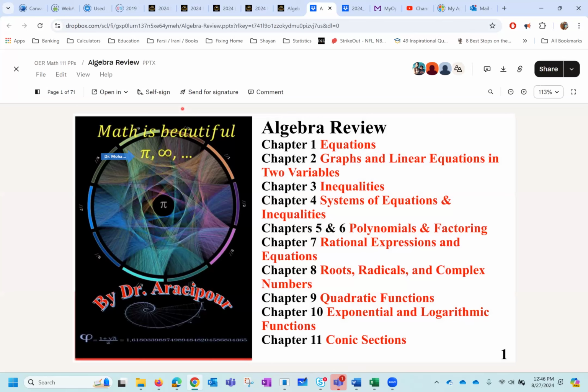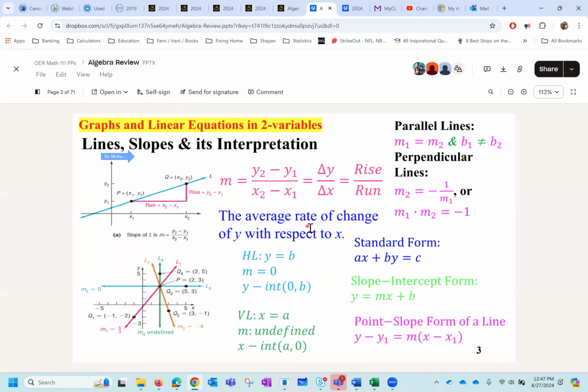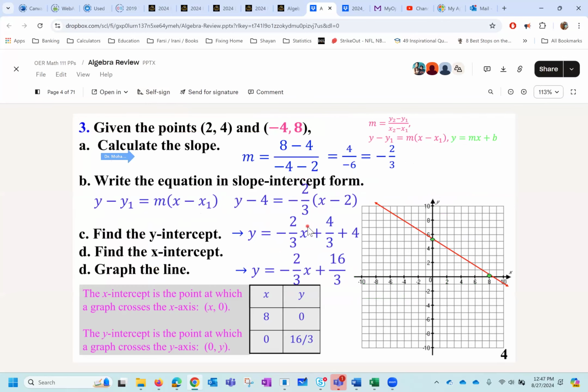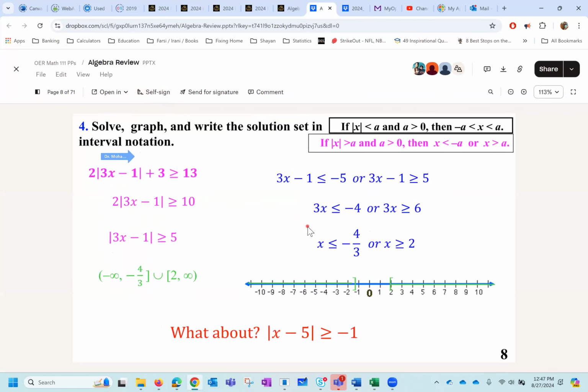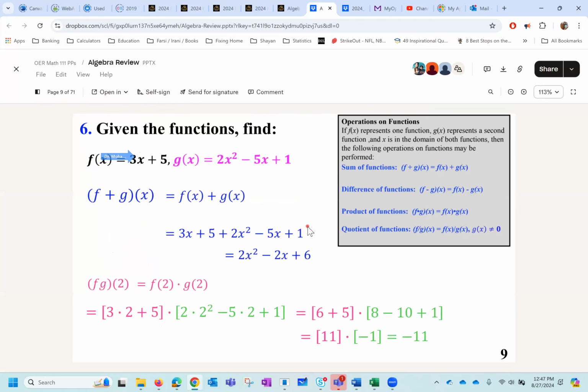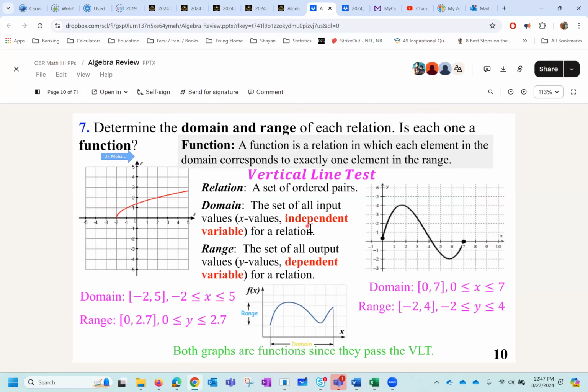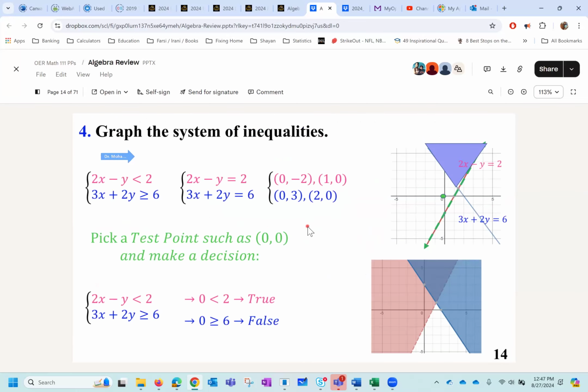Algebra review. You can download it and put it in slide mode and watch that. It does have a number of chapters covered from algebra. It's not a lot. I think it's about 70 pages, but 70 pages that give you the synopsis of everything you need before you tackle trigonometry. It's got everything.